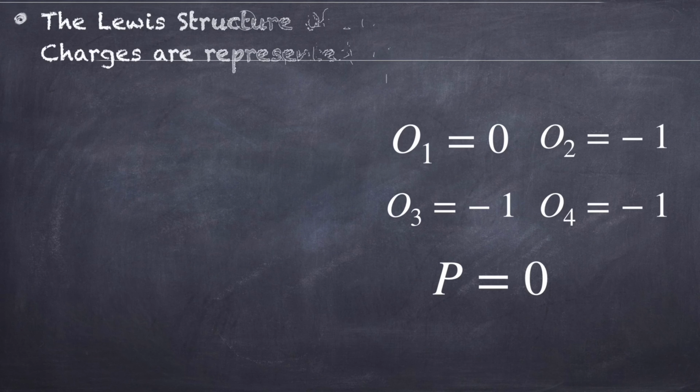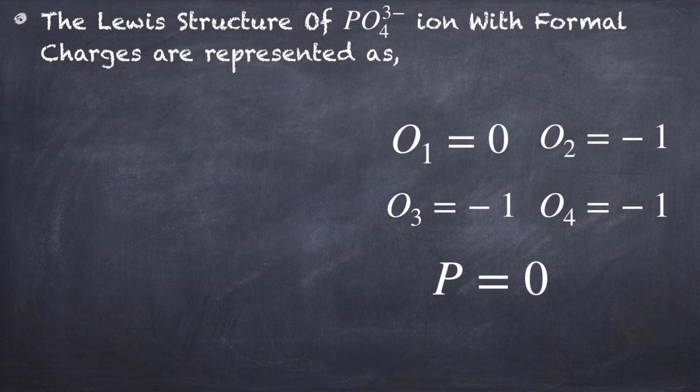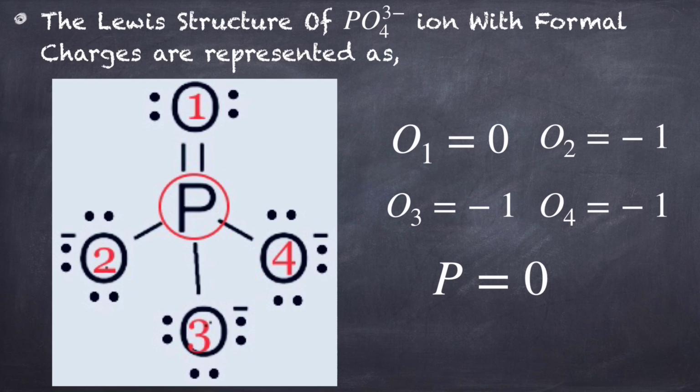Now let us represent the Lewis structure of the phosphate ion with formal charges. You can see it in the diagram. Here the 3 oxygen atoms have a -1 charge, 1 oxygen atom has a 0 charge, and the phosphorus has a 0 charge. So in such a manner we have calculated the formal charge for all atoms present in the phosphate ion.